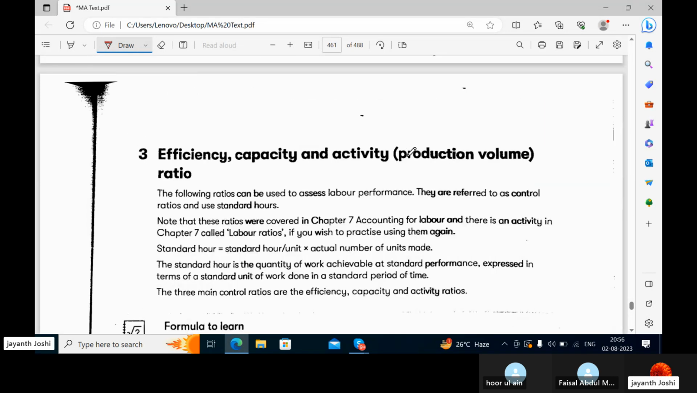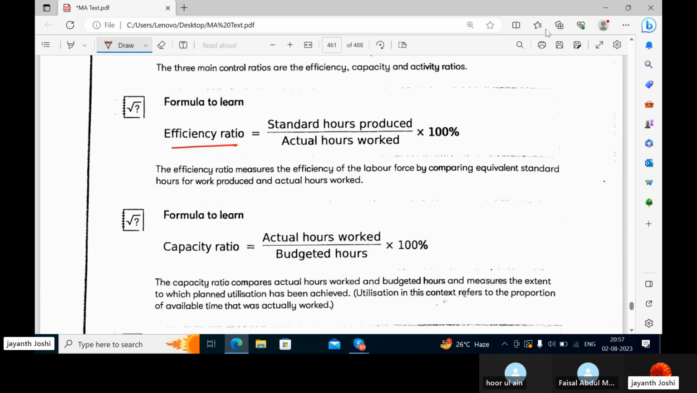Efficiency, capacity, and activity. So here there are three ratios we are going to learn about. What is the efficiency ratio? See, already we have studied this in the labor chapter as well. Standard hours produced by actual hours worked. So, the standard we have set, like we will do some task in 10 hours. And the actual hours we have taken is 5 hours. So this is efficiency, or not?